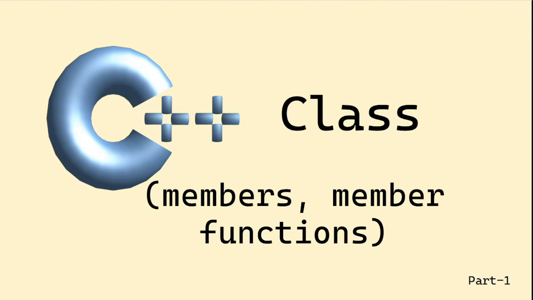Class is a custom data type or user defined data type in C++, which allows us to create a package containing data and functions together. It is seen as a blueprint for creating objects, where the objects can manage the data and functions.